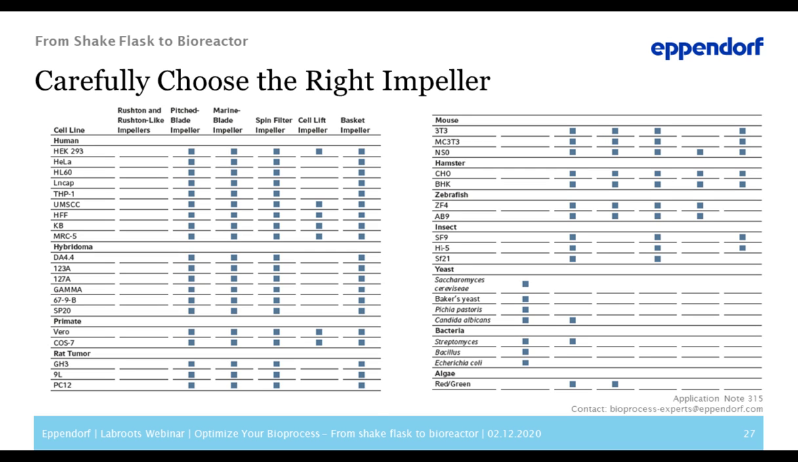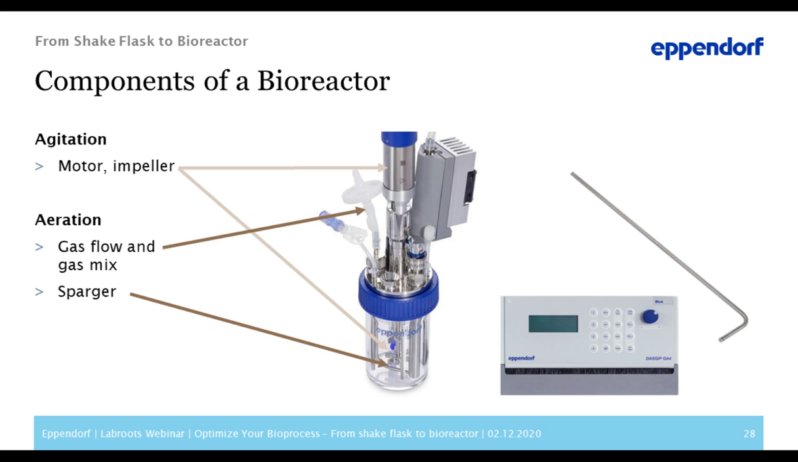And now don't be shocked, this is a typical German slide with a huge table and a lot of information. But don't worry, you really don't need to read it. It's just a guidance if you feel unsure which impeller is the best for your application. So we have this summed up in our application note 315. If you are interested in this table or feel unsure, just drop us a note or contact our specialist. We are happy to help you out here.